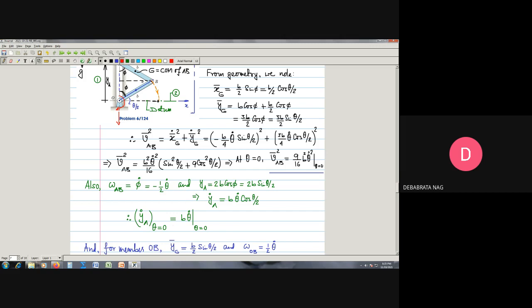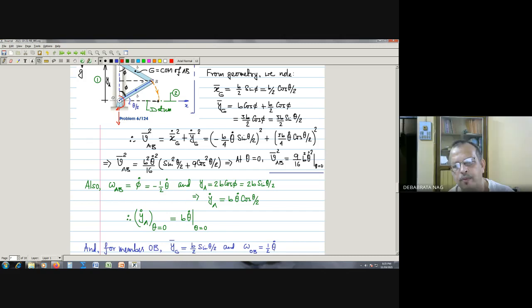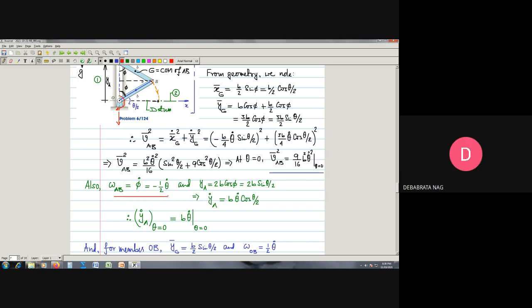That means we need to find out the value of B theta dot at the theta equal to 0 situation. Also, before we proceed further, we need to see the angular velocity of the link OB, and we note that for the member OB, Y bar G, that means the center of mass, its height is B by 2 sin theta by 2. And of course omega OB equals half theta dot, and already we have found omega AB, that is minus half theta dot, and omega OB is turning out to be half theta dot. So it means that omega AB and omega OB are oppositely related.